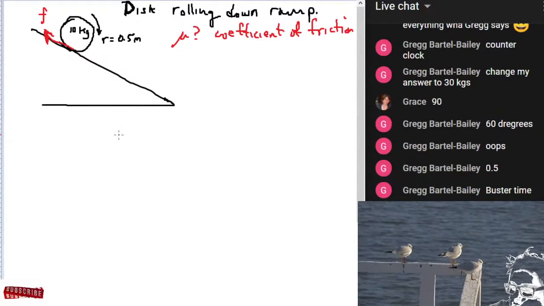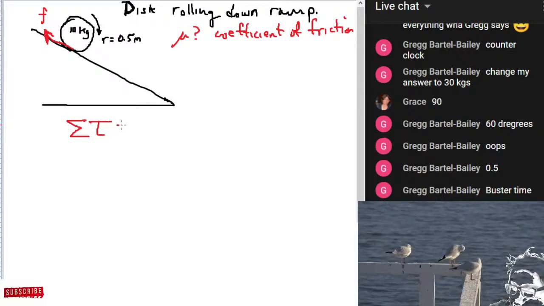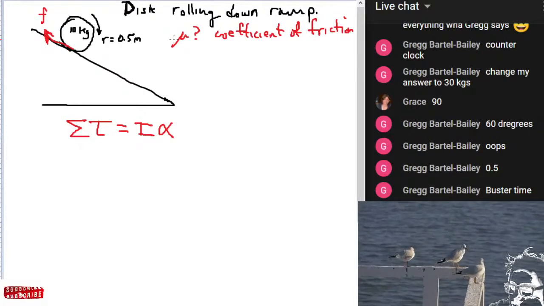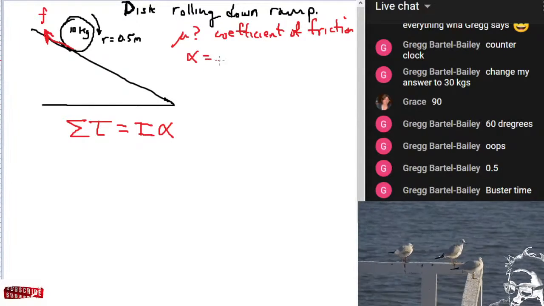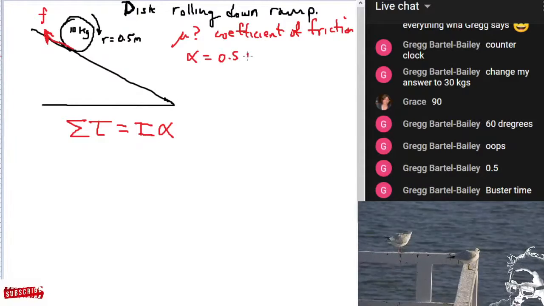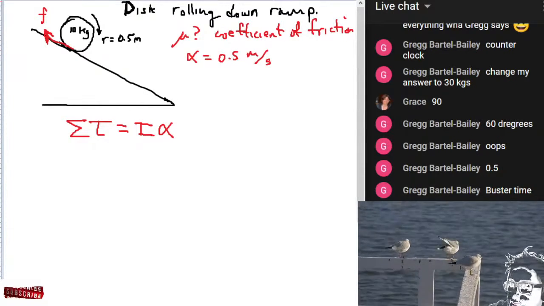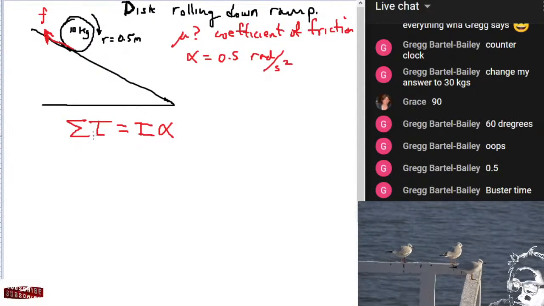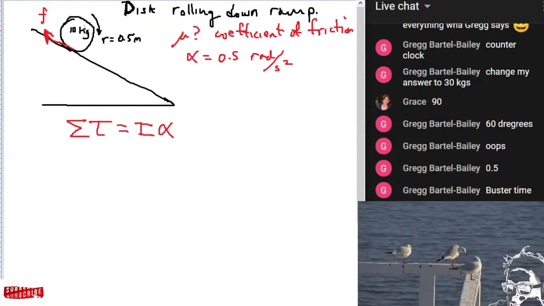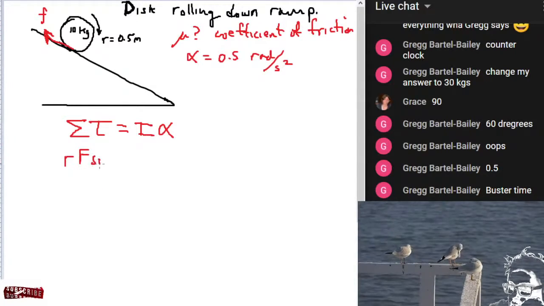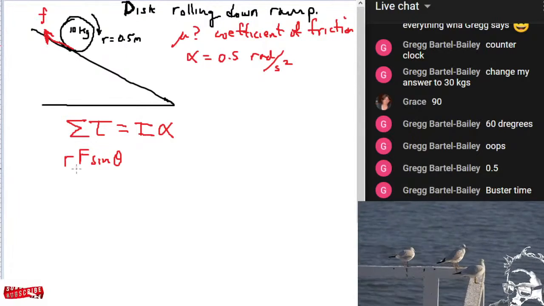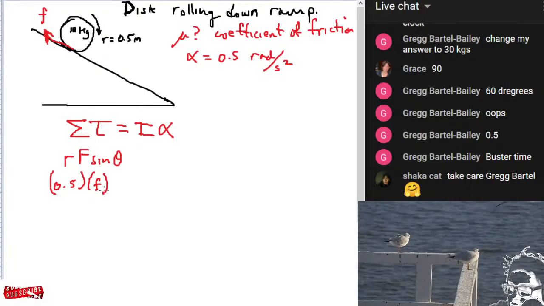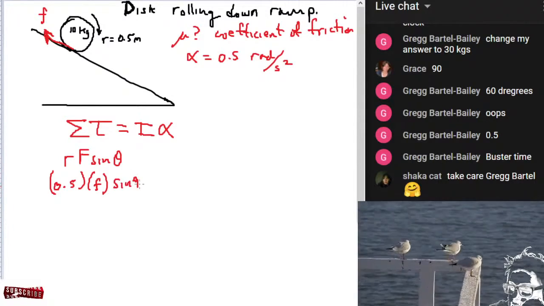All right, so now we have sum of torques equals I alpha because there is an angular acceleration. So let's say that its angular acceleration is 0.5 radians per second squared. So what's the torque on it? Well, the friction force is providing the torque. So R F sine theta. R is 0.5. F is the friction force, and the angle between them is 90.